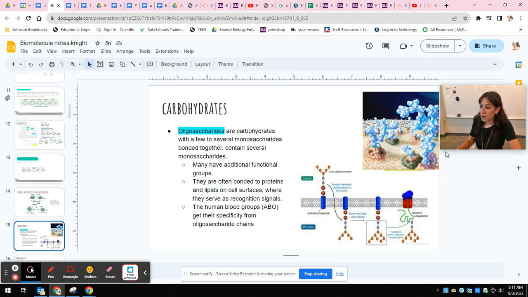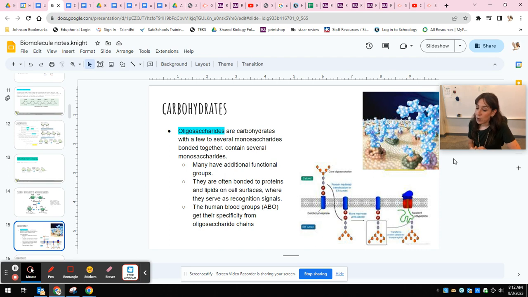Oligosaccharides are carbohydrates with few to several monosaccharides bonded together, and they are often not used for energy, but they're used as structural components, often found on the cell membrane, either attached to a receptor protein or to some sort of lipid embedded in the cell membrane, and they often serve as recognition signals or markers for cell communication.